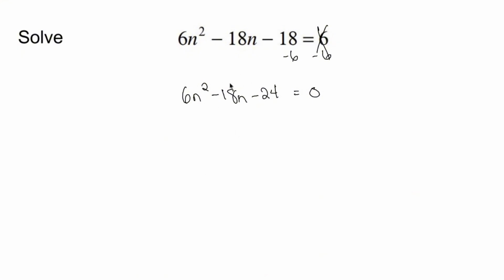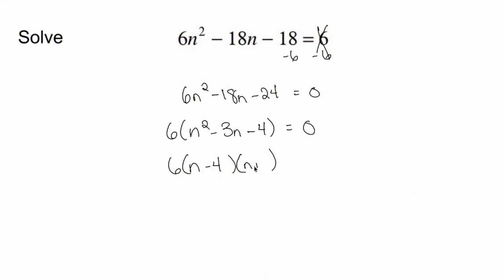Now that looks like I can rip out a 6. So let's do that. Pull a 6 out, and you have 6 times the quantity n squared minus 3n minus 4 equals 0. The 6 stays there. n squared minus 3n minus 4 factors out to (n minus 4)(n plus 1).